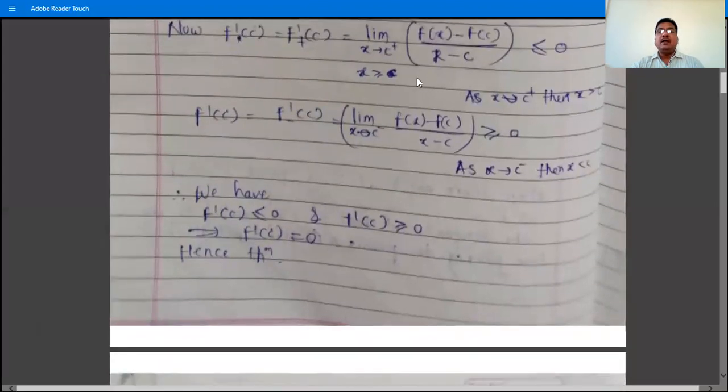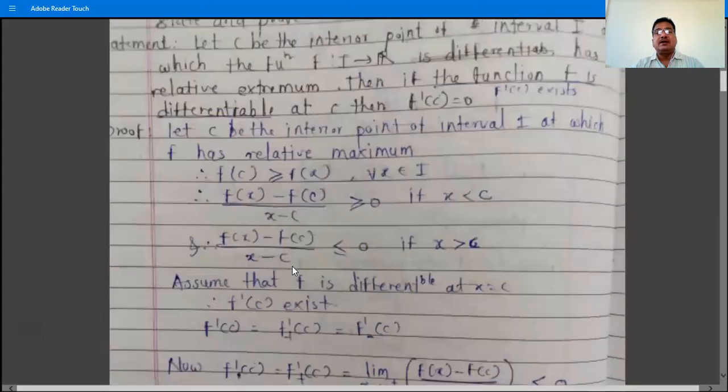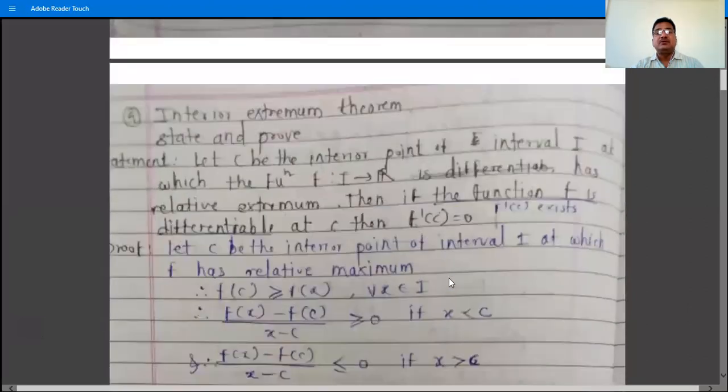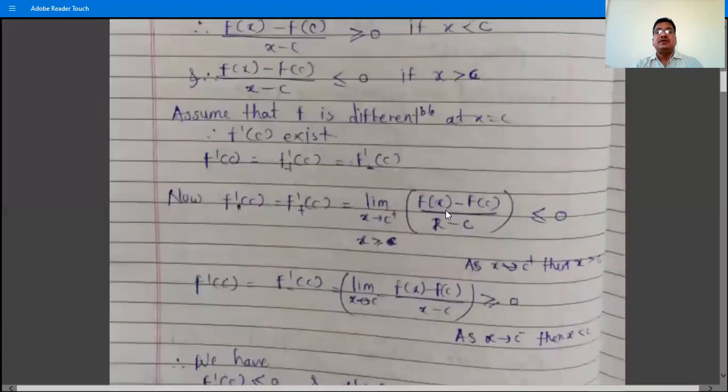And so from 1 and 2, what do we have? From these two, we have f dash c is less than or equal to 0, and from this we have f dash c is greater than or equal to 0, and this implies f dash c is equal to 0. Because f dash c being both less than 0 and greater than 0 is not possible. So f dash c is equal to 0, and hence the theorem. That is what we wanted to show, f dash c is equal to 0. So this is the interior extreme theorem.